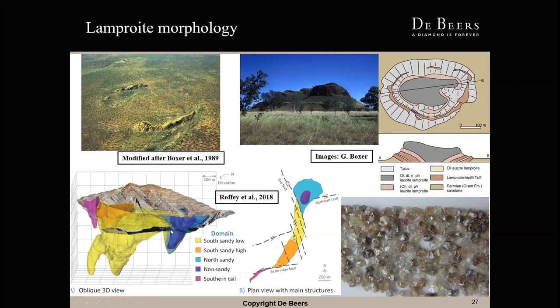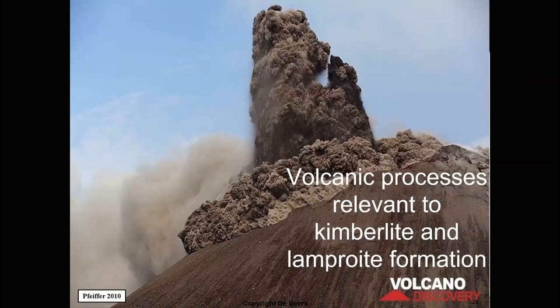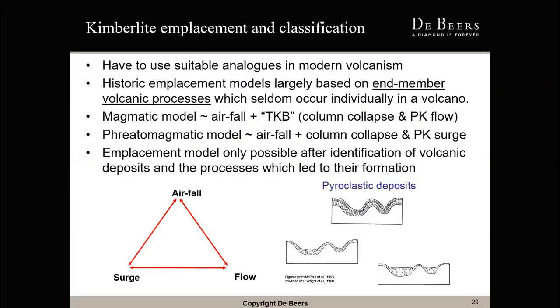As with kimberlite, you can most definitely also find multi-vent complexes, the same as kimberlites. These are also volcanoes, so in terms of the volcanological characteristics, there's no reason that they won't also show some of these features. Moving on to some volcanic processes. As we said earlier, there are no current volcanic eruptions going that would represent a kimberlite. So therefore, we have to look at analogs in modern volcanism to understand how a kimberlite would have been placed.